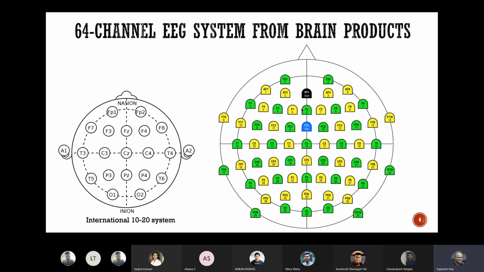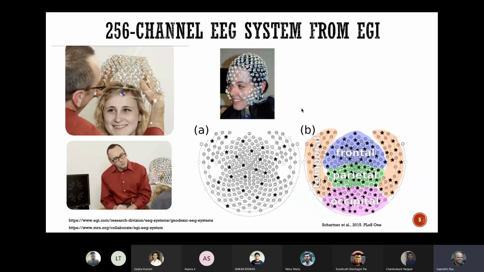Okay. Nowadays the latest ones have even more electrodes, very dense electrodes. For example, this company called EGI has this very dense net, which has 256 channels. So it's even on the face, as you can see here. So that's that.